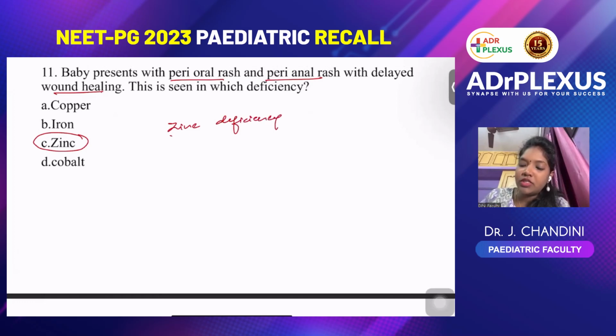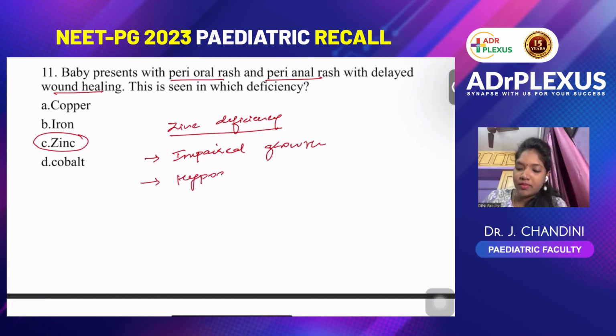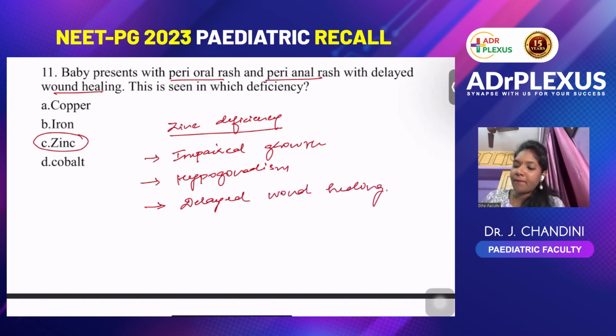So in zinc deficiency, you will have impaired growth. First is growth retardation. Next, you will have hypogonadism. Then you will have some features of delayed wound healing. Okay, so these are some features of zinc deficiency.